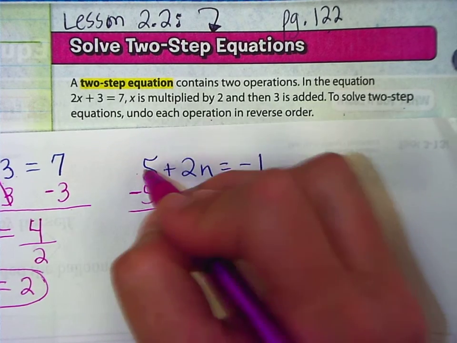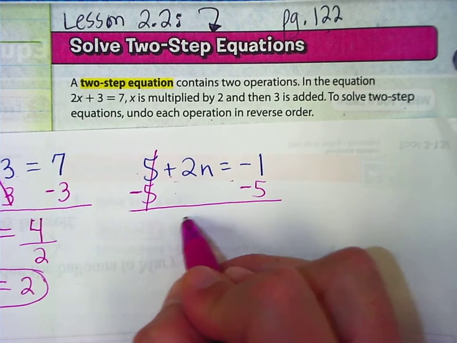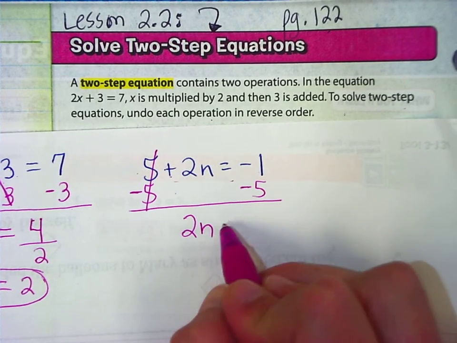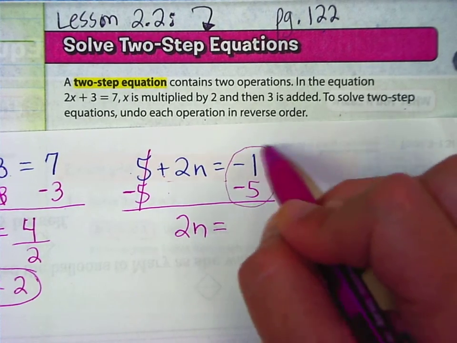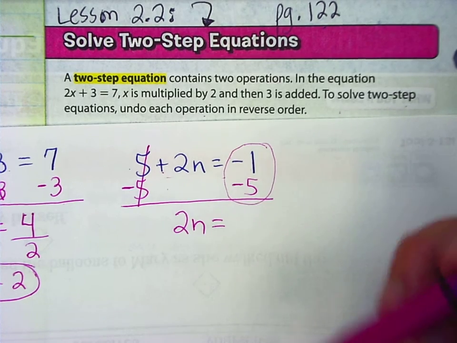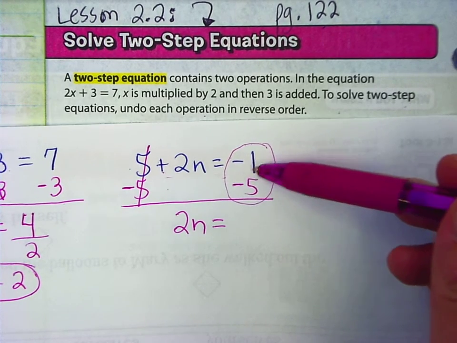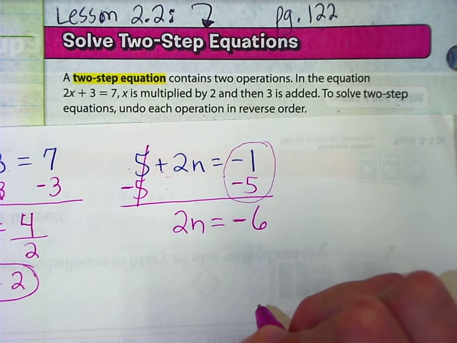So 5 take away 5 is 0. These cancel each other out. And I have this positive 2n left, so I can just bring down 2n equals. Now remember, I'm combining what's left. So since these are both negatives, I'm going to add and use the same sign. A negative 1 plus a negative 5 equals negative 6.